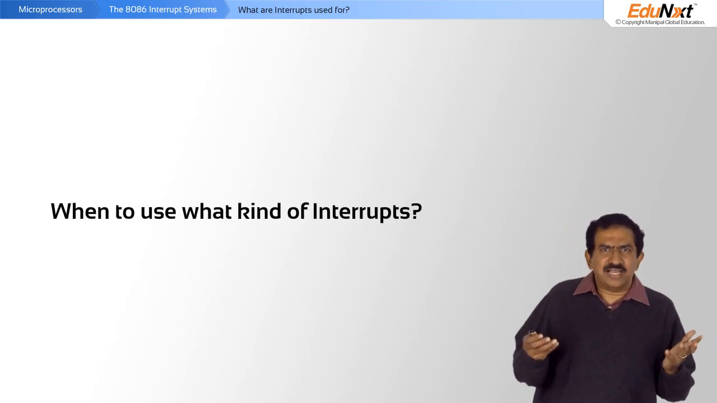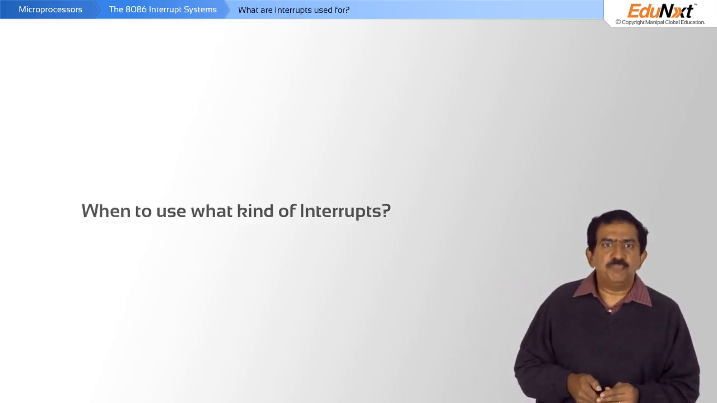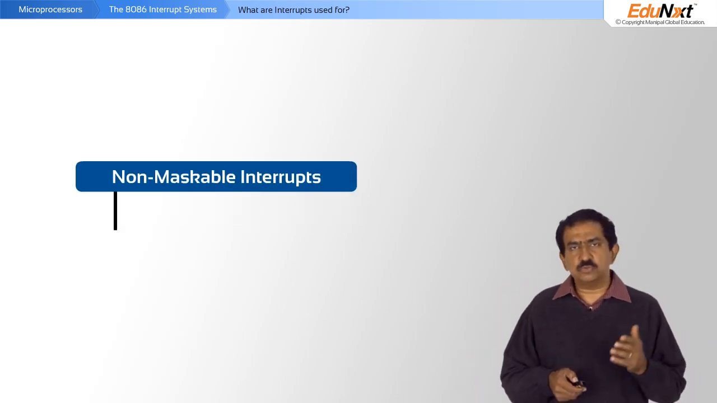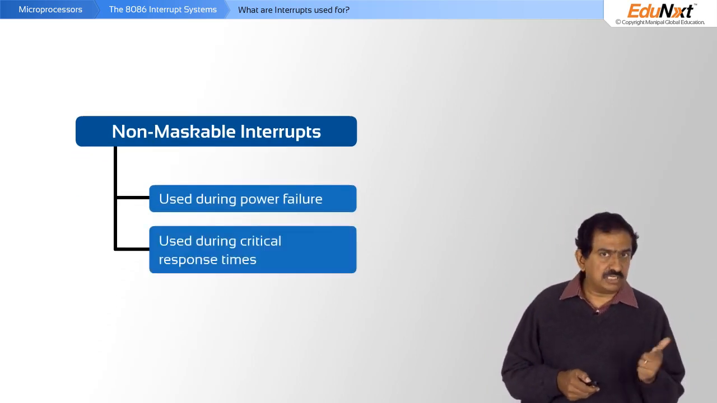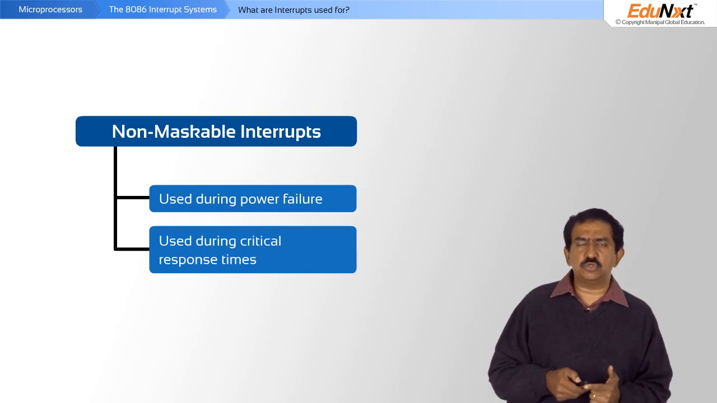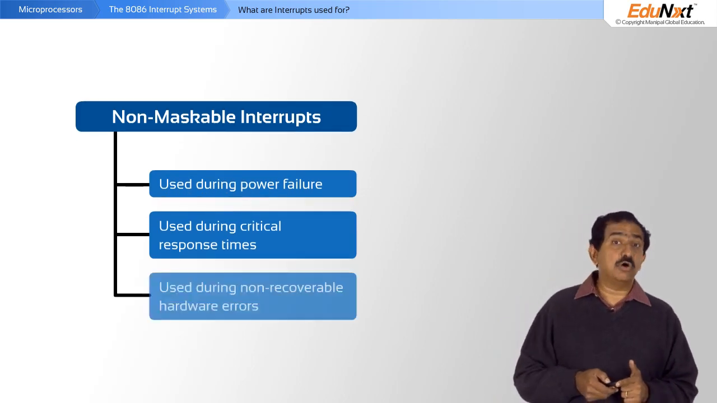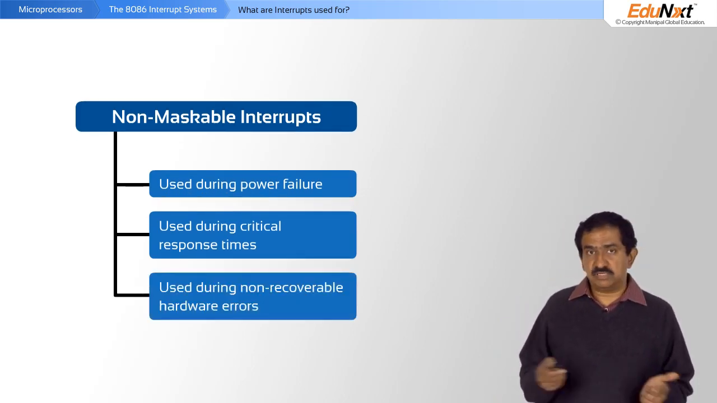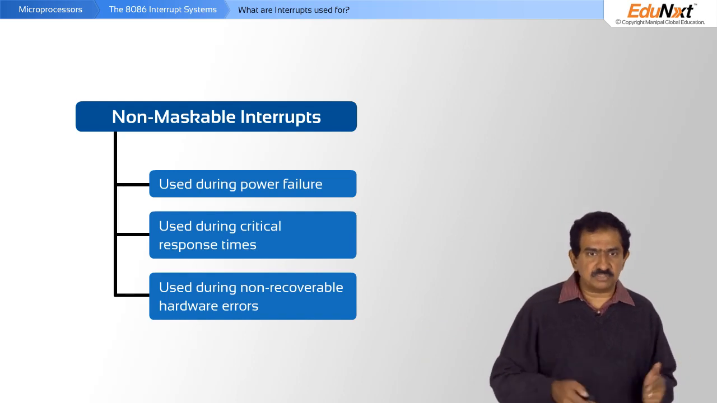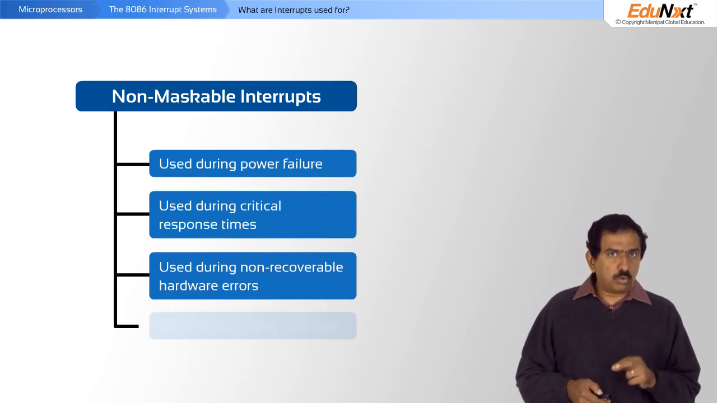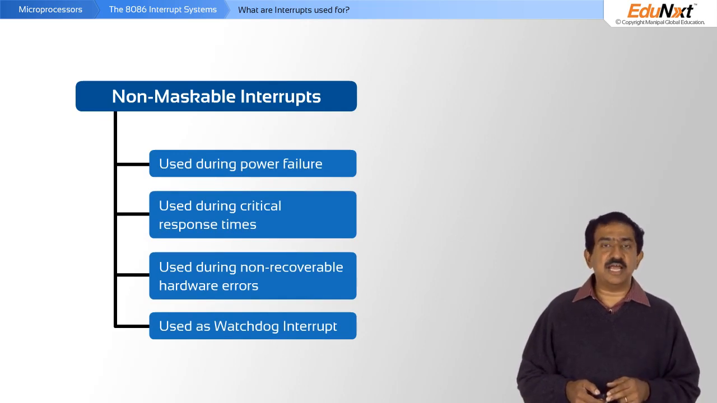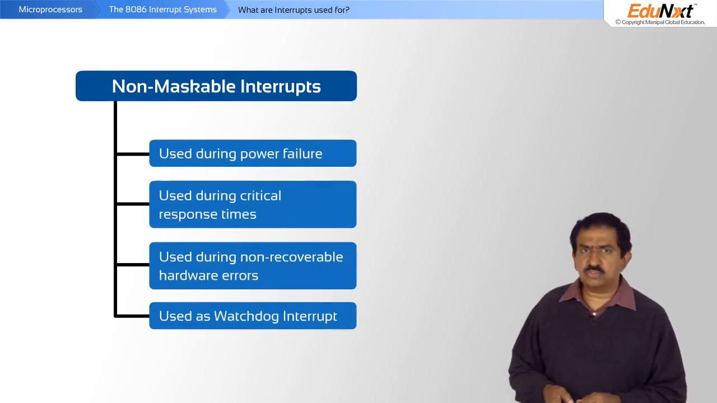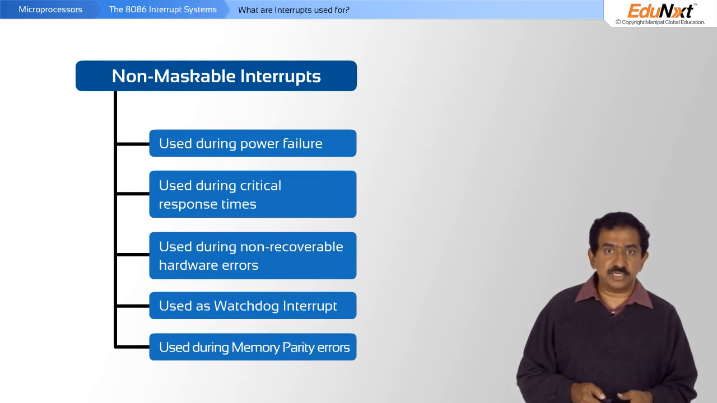When do you use what kind of interrupt? This is the last piece of this video. Non-maskable interrupts are used during power fail to manage power fails, when response times are critical and the processor must service your request, and when there's a non-recoverable hardware error, possibly from a peripheral device, power supply, etc. It could be used as a watchdog interrupt. We'll talk about watchdogs later on, but it definitely must be used when there is a memory parity error. That's a hardware error.